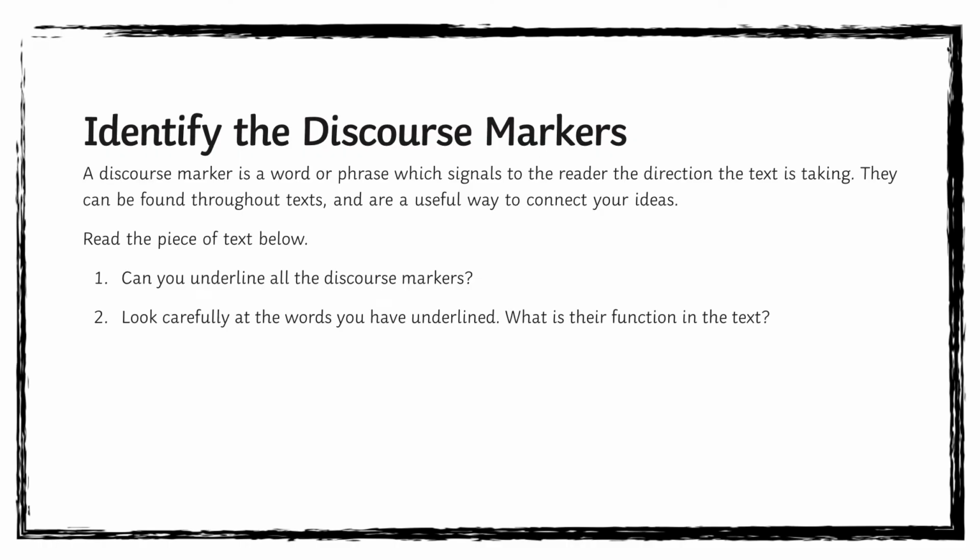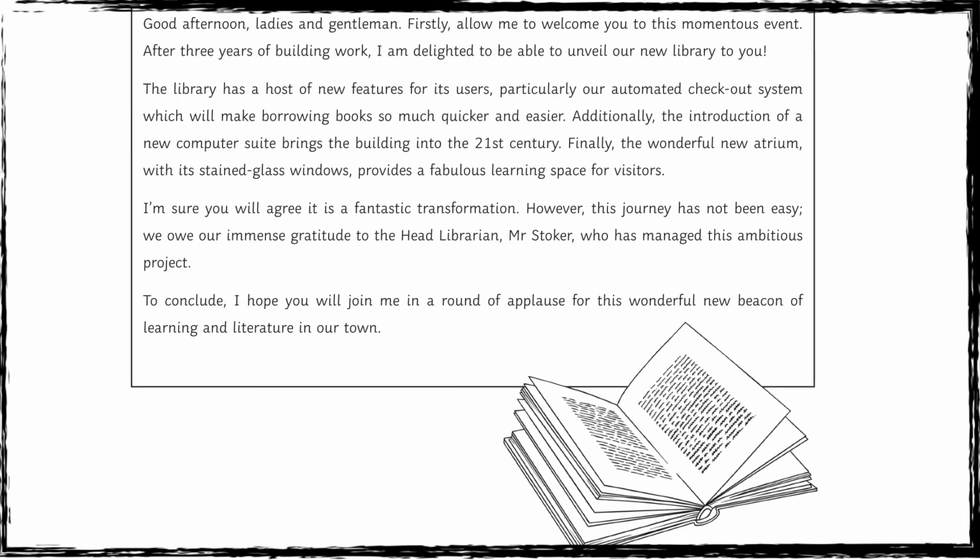In the next part of the video, you will see an exercise on identifying the discourse markers. You have to read the piece of text provided and underline all the discourse markers. Then look carefully at the words you have underlined. Try to identify the function in the text. The functions can be concluding, emphasizing, giving evidence, developing points, or building arguments. And let's read the speech together.